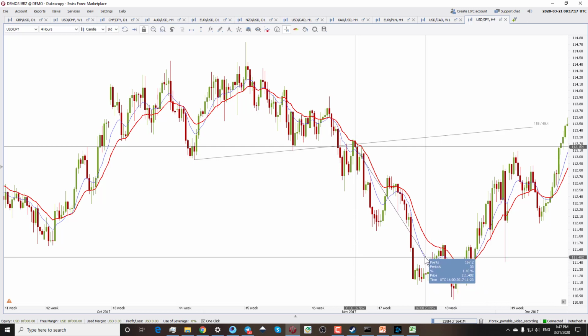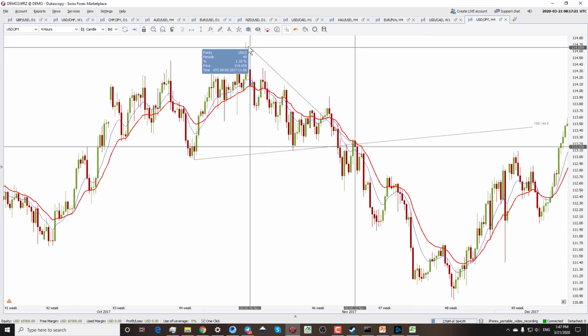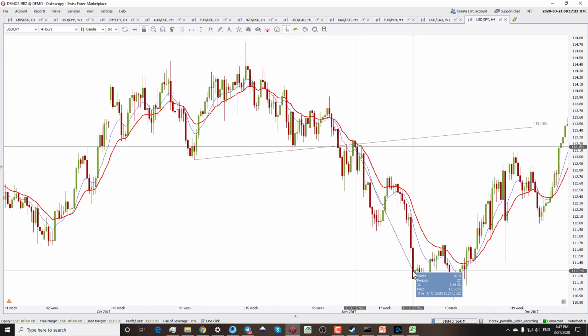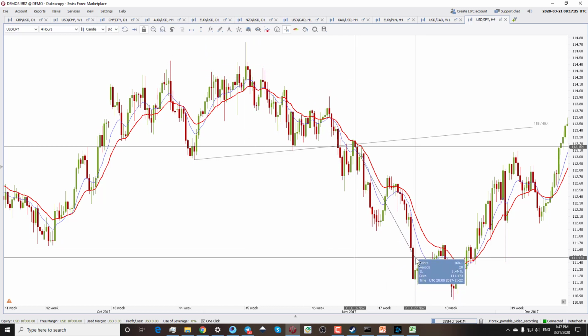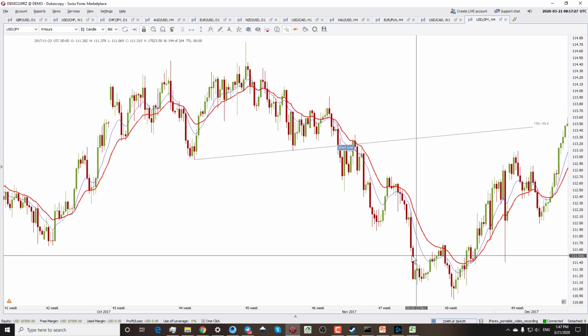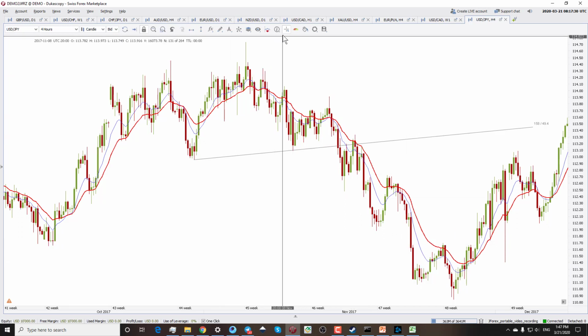Okay, it was 160, it was 111.50 almost. Okay, 111.50 was the target, which was taken very easily by the market. So you see, trading the head and shoulder pattern is very profitable if you just identify the pattern.